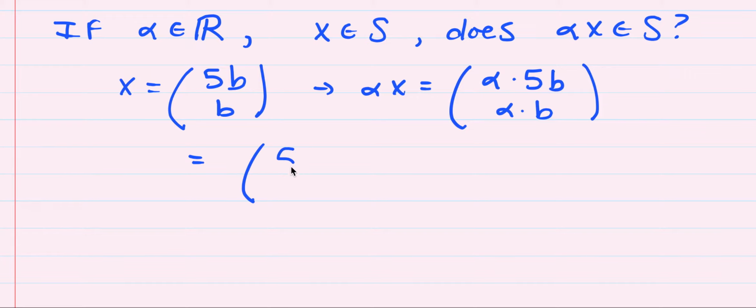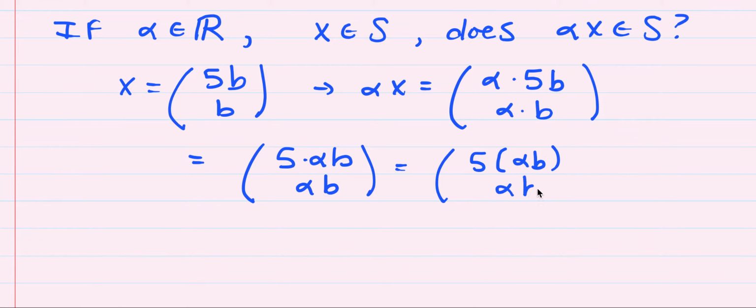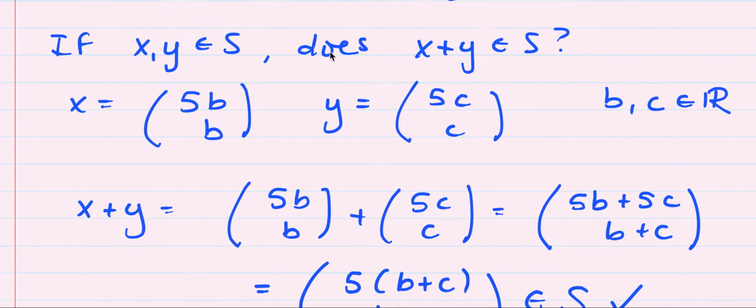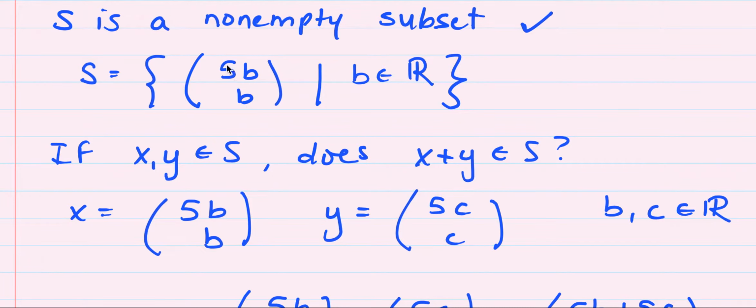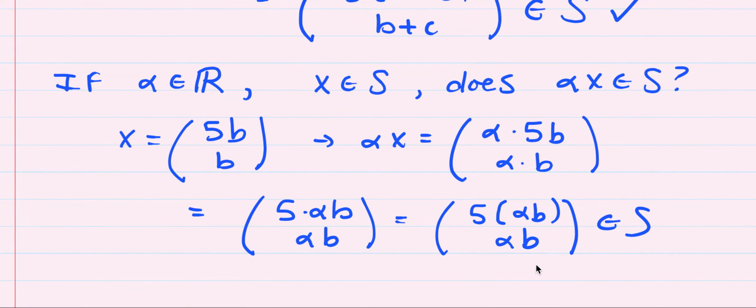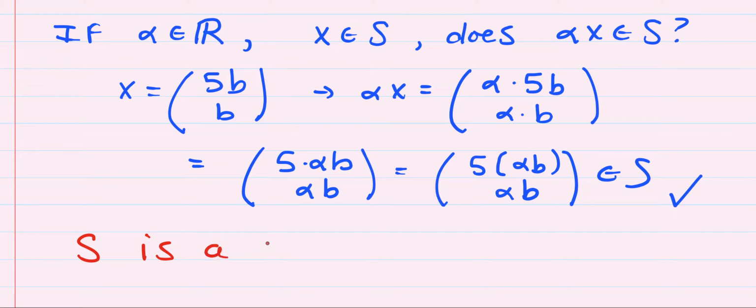So this is equal to 5 times alpha b, and then alpha b here. So we have 5 alpha b, alpha b. And you can see this belongs to S because it's of this form here, where we have a real number and 5 times that real number. You can see it's a real number, because this is a real number times a real number, and then 5 times it. So it does belong to S. So S is a subspace because it satisfies all the conditions we need to check for it to be a subspace.